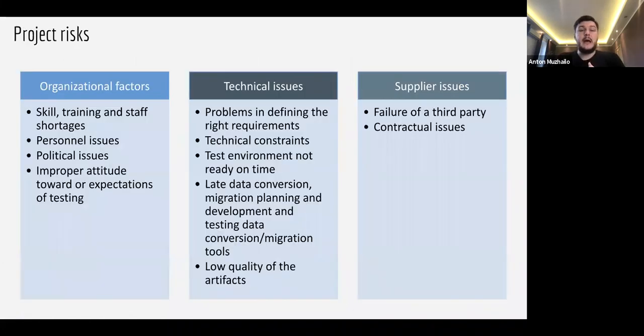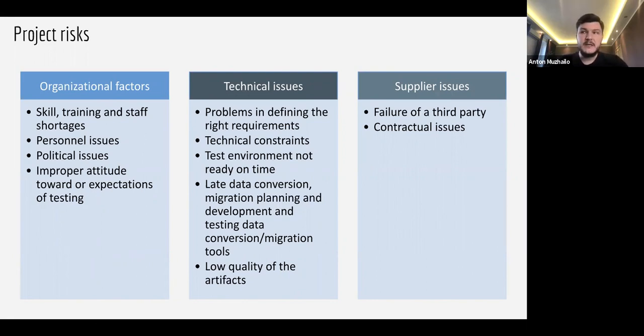So what about the project risks? There are just 3 types of how these project risks may happen. The first thing is the organization factors. It's about the skills, personal issues, some wrong expectations. These risks usually should be managed by the project manager. This is the project manager's responsibility.